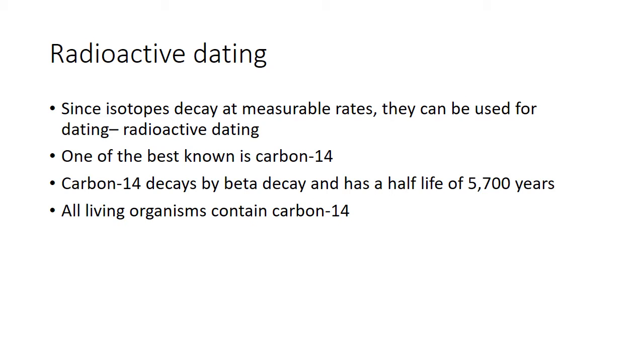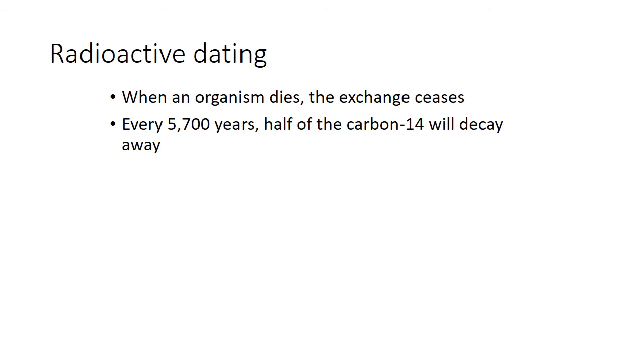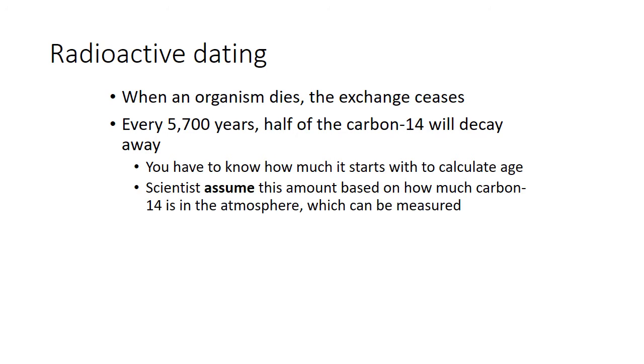All right. So all living organisms contain carbon-14, like I said yesterday, and they're continually exchanging it with their environment. So the amount that you have is dependent on when you lived, right? When that organism dies, the exchange ceases, and then that carbon-14 is going to decay away. Now, you have to know how much you have to start with in order to calculate your age. You could say that you have this much and then start working backward, but if you don't know when to stop, then you don't know when to stop aging it.